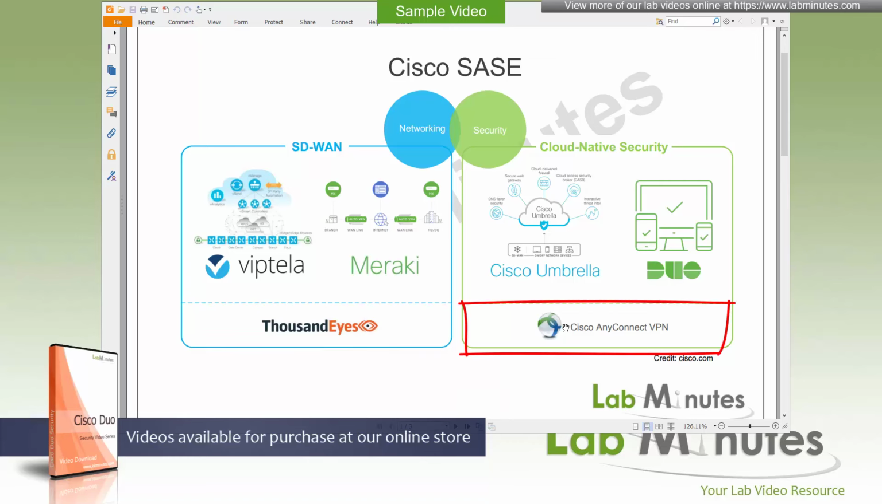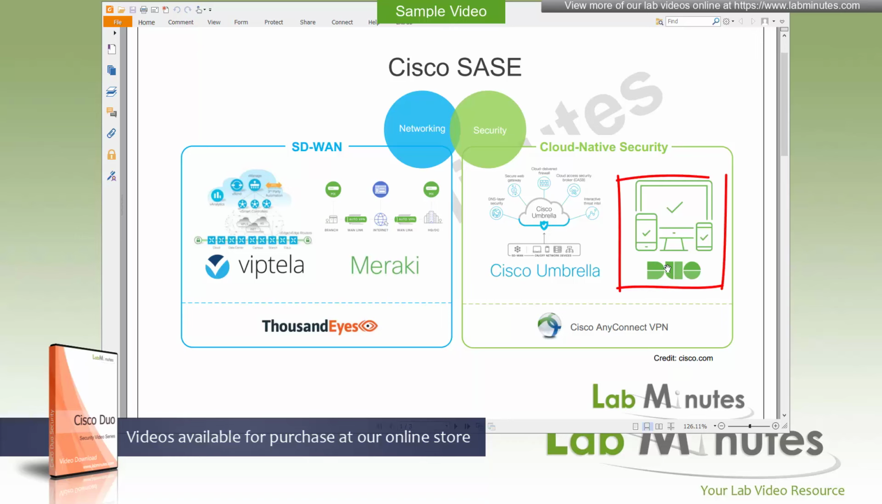And there are also complementary technologies like ThousandEyes for network visibility and the Cisco AnyConnect VPN for remote access VPN. Now, if you look at this map, this isn't technically our first time looking at Cisco SASE technologies. We have already looked at both Viptela SD-WAN and Cisco AnyConnect extensively in our past video series. So what we are now going to be focusing on in this video series is the Cisco Secure Access by Duo.